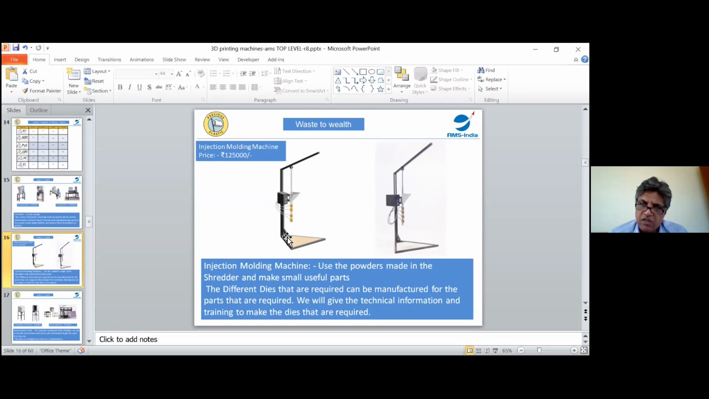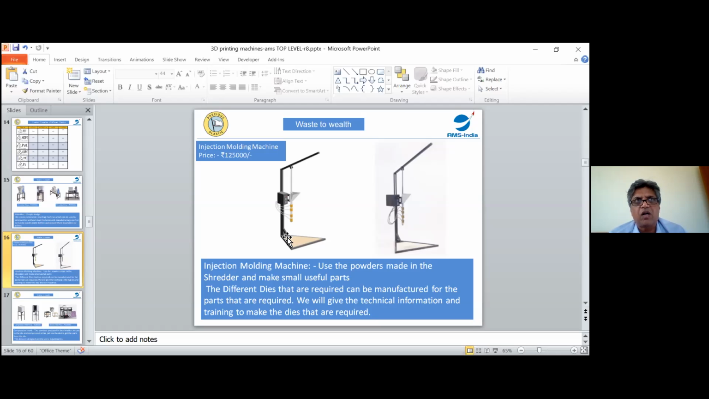Exactly. That is also used for that purpose. I think there was a company in Kenya doing it, putting it into roads. This is another way of using it for our own benefit.